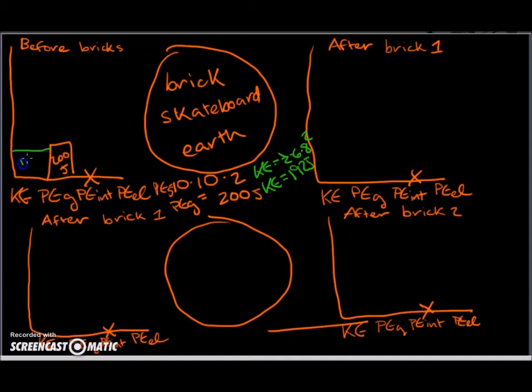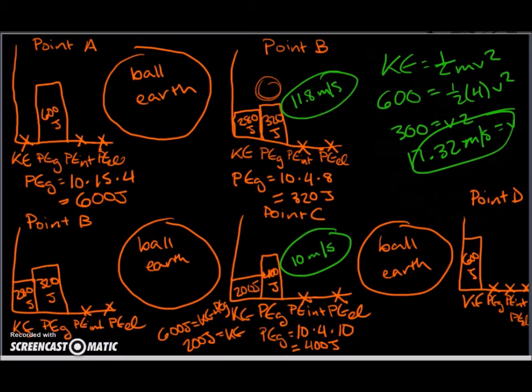192 joules. We know that there is no elastic potential energy in this situation because there are no springs that we're dealing with. And we're going to go ahead and mark off the elastic potential energy in these situations as well because we're not going to be adding anything else that involves a spring later on. We're only going to be adding in the brick. So our total energy of this brick skateboard earth system is going to be 392 joules. Let's look at what happens after we drop the brick.